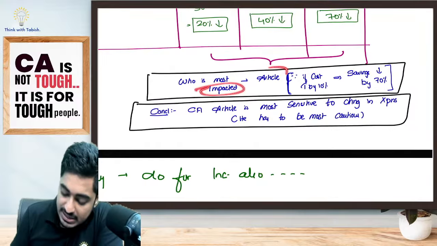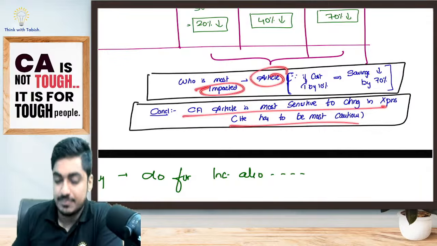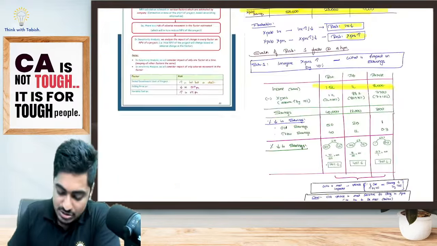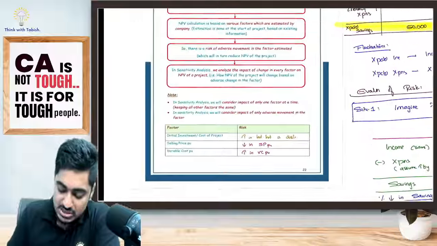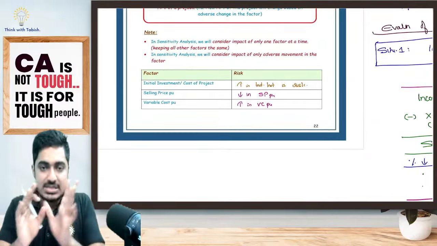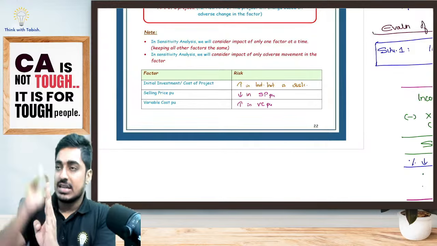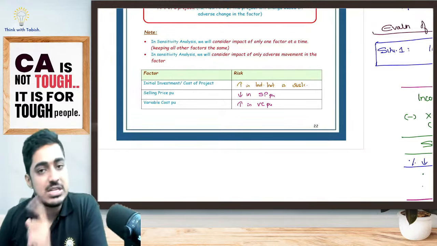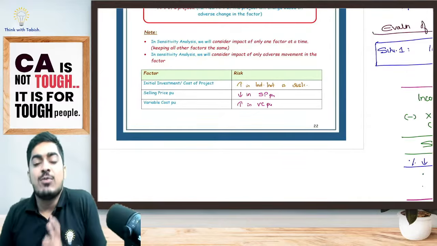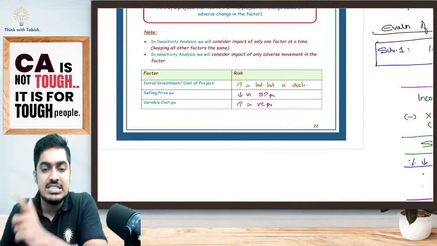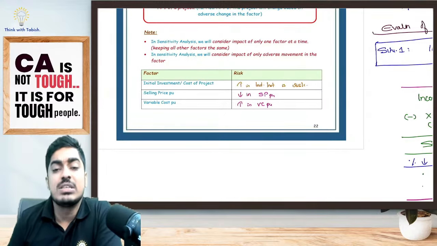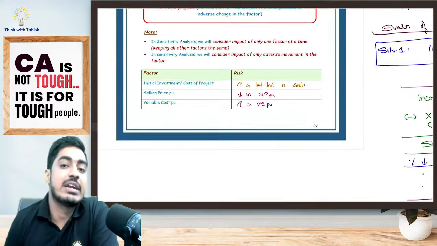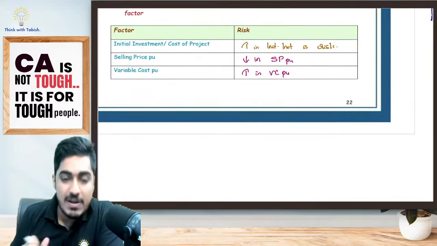So who is most impacted? The article. So it is the most sensitive. Is this clear, everyone? Yes or no? So now we'll look at this. What is happening? Let me summarize. Capital budgeting decision: I estimated factors, and whether adverse movement is possible. I want to know if that one factor changes in an adverse direction, how much negative impact I'm having. Okay. Now what all factors are there?